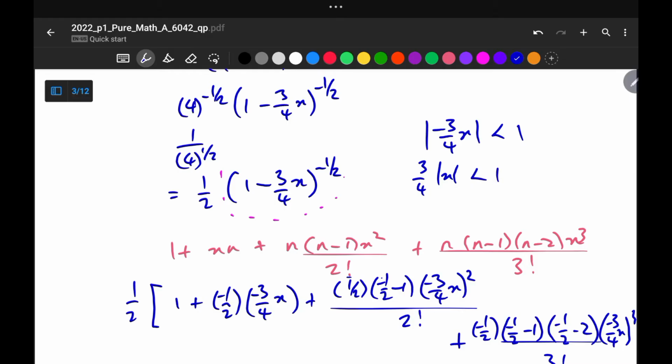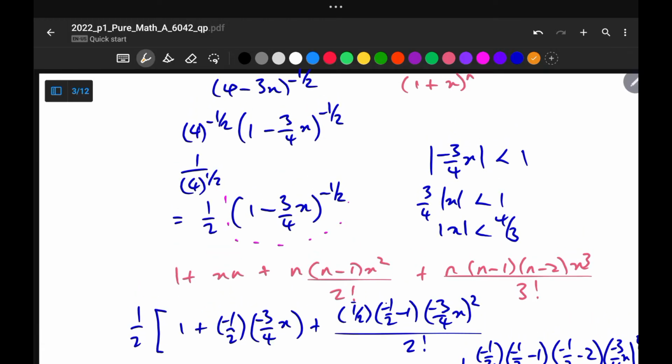So let us multiply both sides by 4 and divide by 3, and therefore we are now left with modulus of x being less than 4 over 3. So you can leave it as this, modulus of x is less than 4 over 3, or you can express it as x is less than 4 over 3, but x is greater than negative 4 over 3.